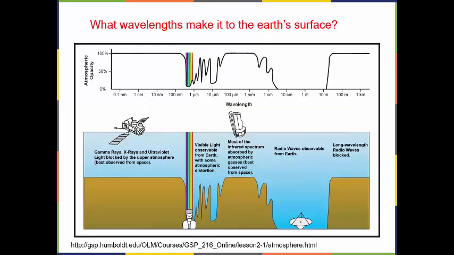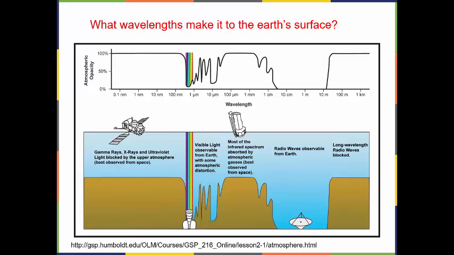Not all the wavelengths make it to the Earth's surface. The top graph shows the atmospheric opacity. If something's opaque, you can't see through it. If you think of the atmosphere like a window, then if it's 100% opaque, you can't see through it. And if it has an opacity of near zero, then it's almost transparent. You can see through it and light can travel through it.